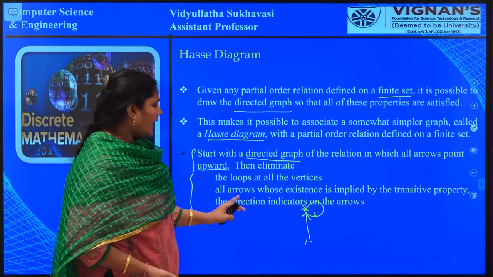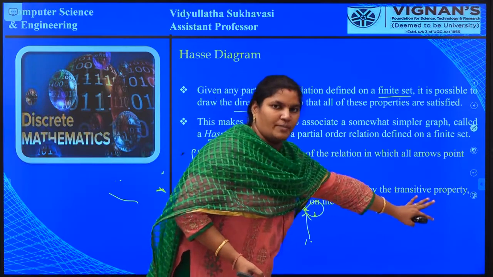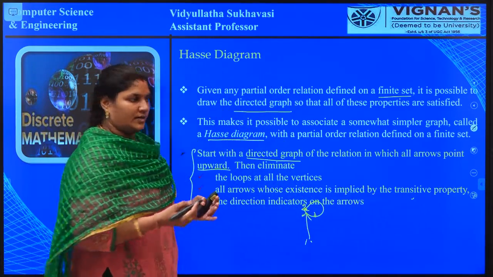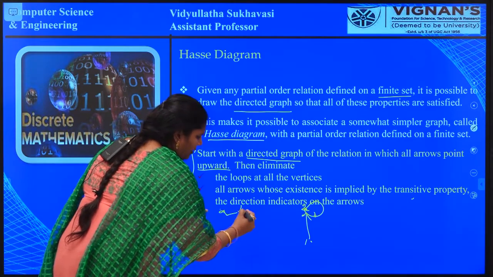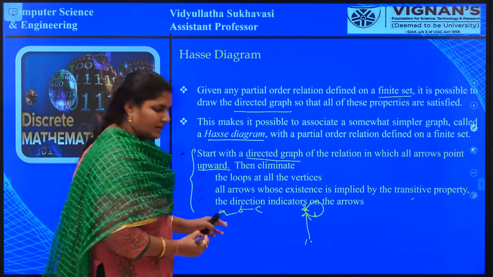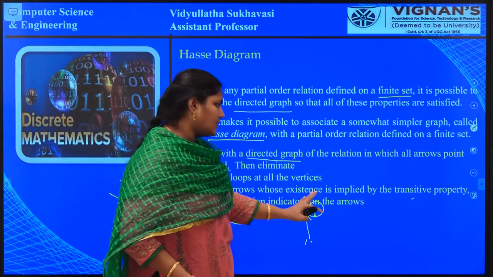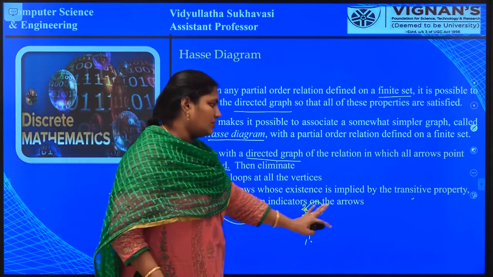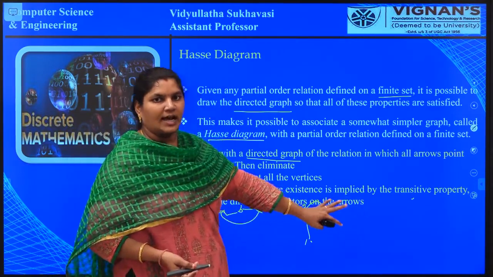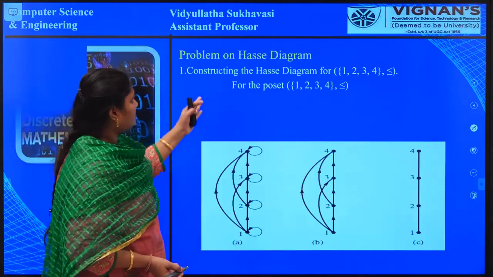Next, remove all arrows whose existence is implied by the transitive property. That means if we are representing A to B, and again B to C, then A to C is implied by the transitive property, so we do not need to draw it. Then we draw the direction indicators on the arrows. We will see this with one example.